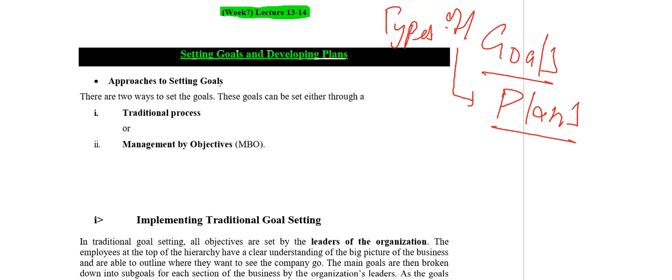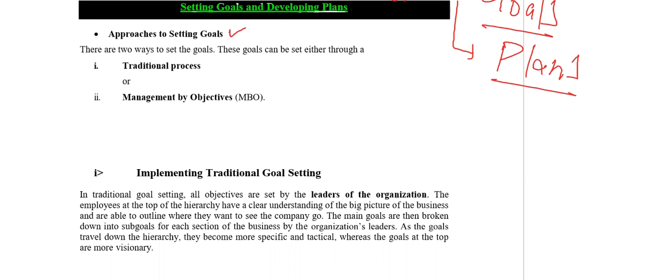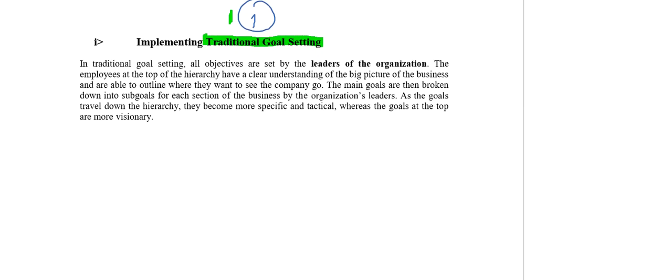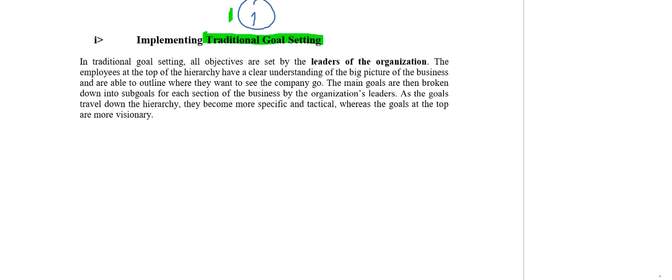So first of all, we will discuss goal setting, and there are two ways to set the goals. Number one, traditional goal setting, and number two, management by objective. So we will discuss both of these methods of setting goals one by one. First of all, let's discuss traditional goal setting.